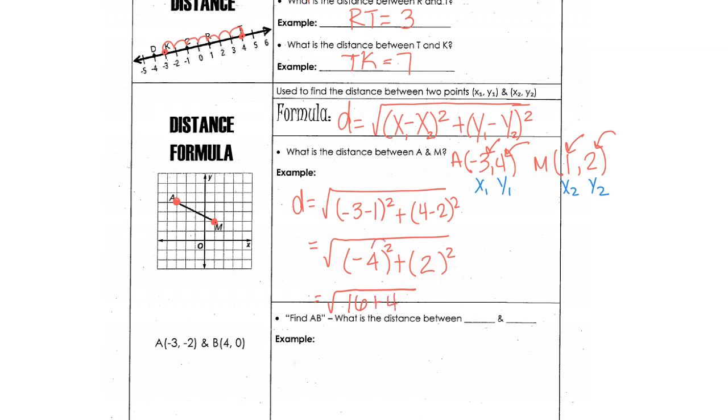So notice how it doesn't matter if you have a negative number in the parentheses or a positive number. The end result is always positive. So we have a +16 and a +4. Okay, so now we're going to simplify this. We get the square root of 20, right?